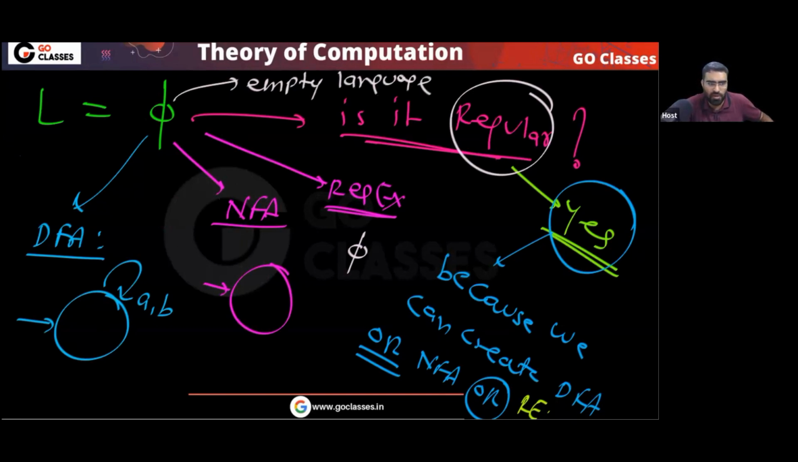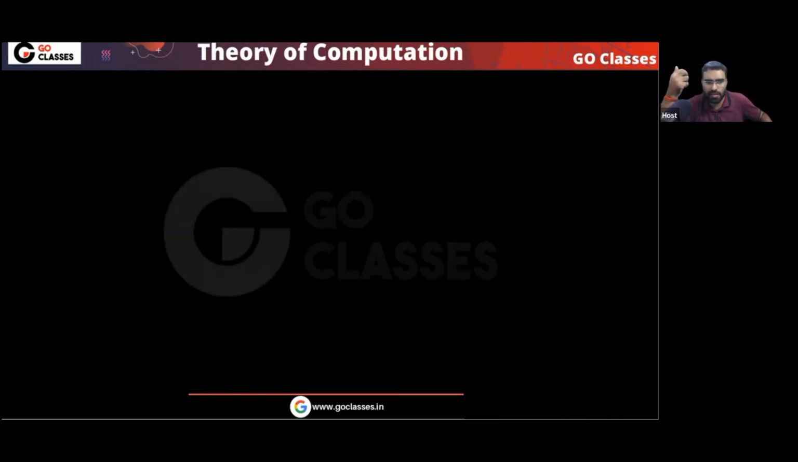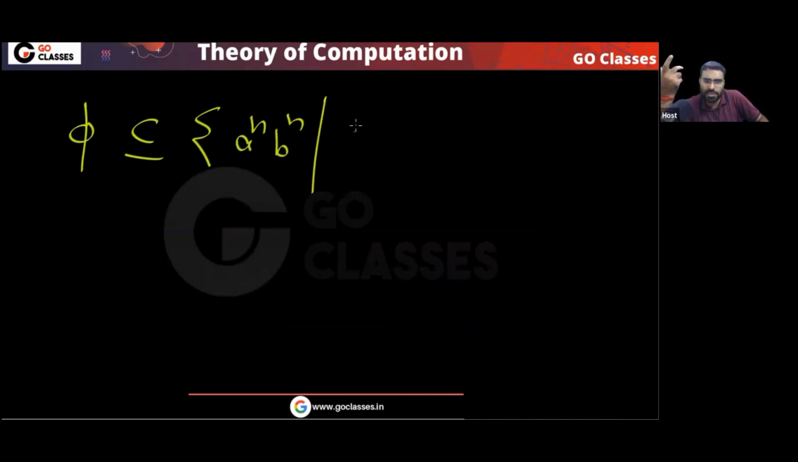This language is regular. Why? Because we can create a DFA, or an NFA, or a regular expression. So this is a regular language. But can you notice? Phi is a subset of every language. Phi is a subset of A power n, B power n. Can I say phi is a subset of every set?